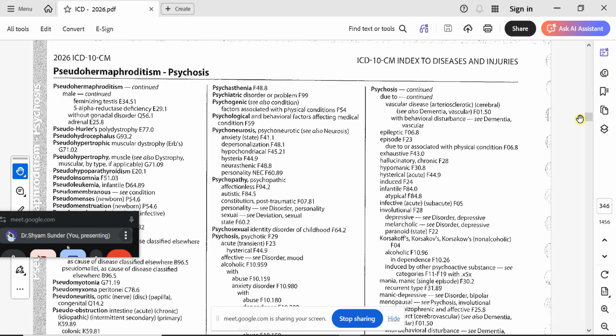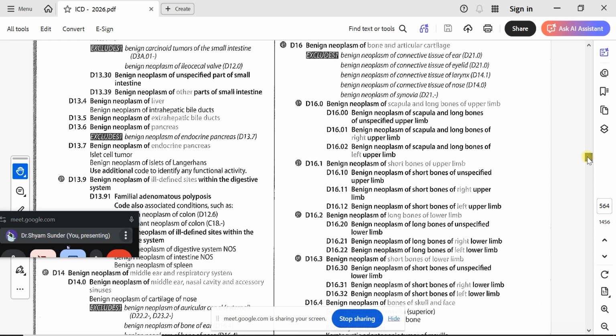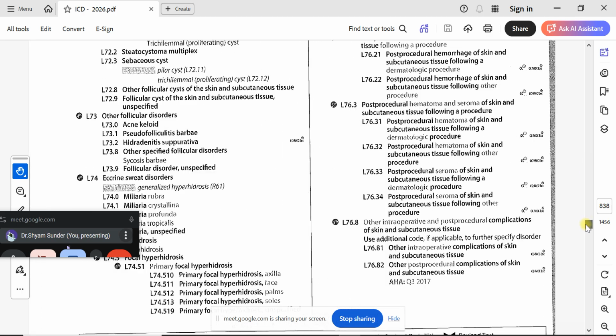So next to chapter 16 is chapter 17. What is chapter 17?